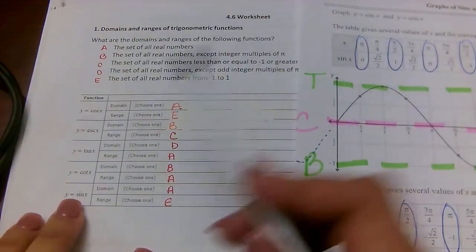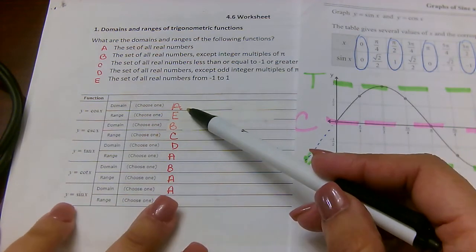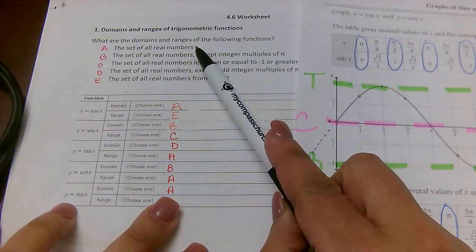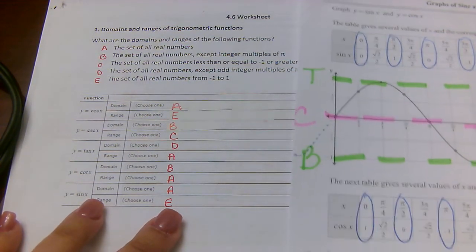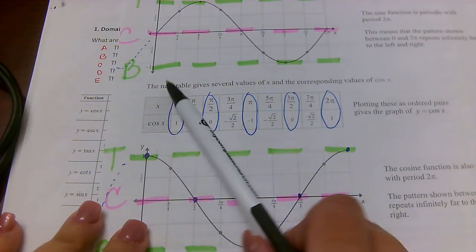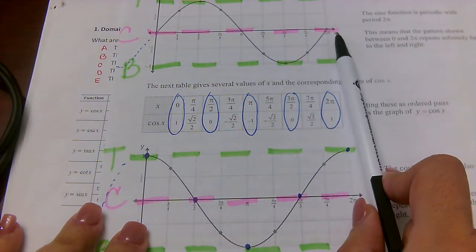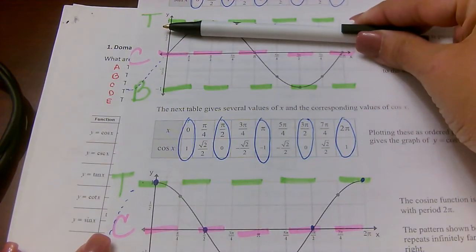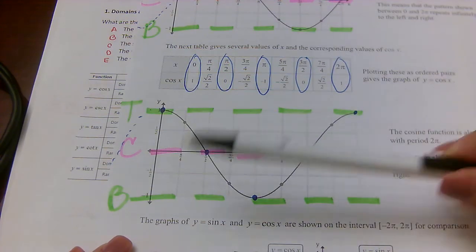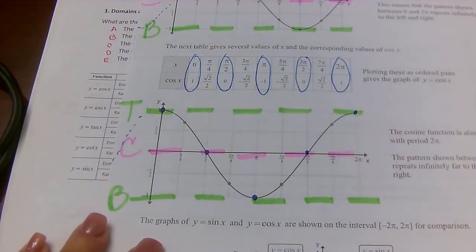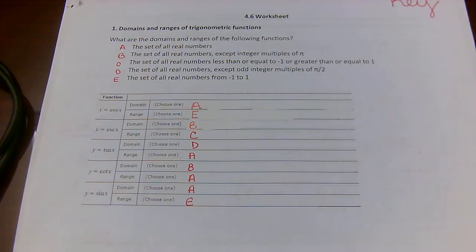Okay. We're going to go ahead and start with our sine and our cosine. They're going to be exactly the same. Domain, A, all real numbers. Range, E, all real numbers from -1 to 1. If we go back and look at our graphs, you can see your domain, which is your x values, are all of them. Your y from -1 to +1. Same thing here. All real numbers domain, -1 to +1 is your range. So sine and cosine, the exact same values.